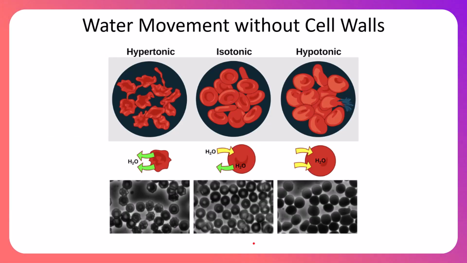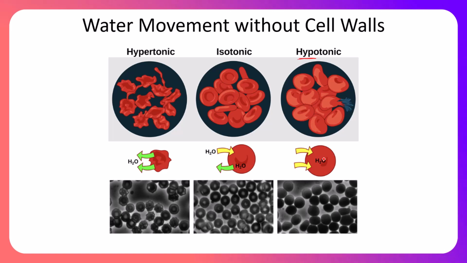So the first thing we need to talk about is what happens to cells without a cell wall when they are placed into a solution that contains various solute concentrations. Again, in the last video, we talked about what isotonic, hypertonic, and hypotonic means. Remember, hypertonic refers to a solution that has higher solute concentrations, and therefore water, because it's higher concentrated inside the cell, will move out.